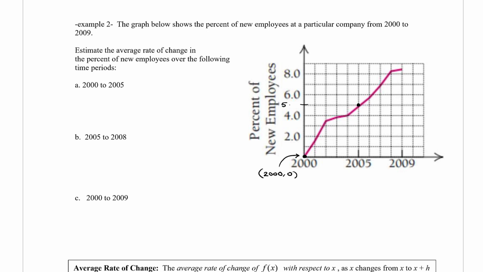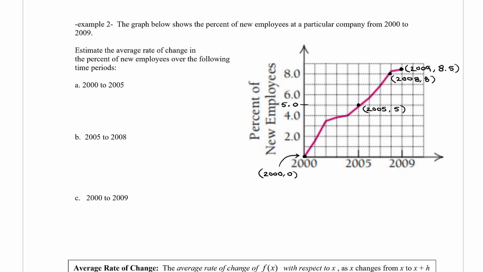I'm also going to draw a point at 2005, 5.0 or 5. I'm also going to draw a point at 2008, 8. And one more point here, we're going to draw it at 2009, 8.5. These are the ordered pairs we're going to be using in the problem that we're going to be doing.